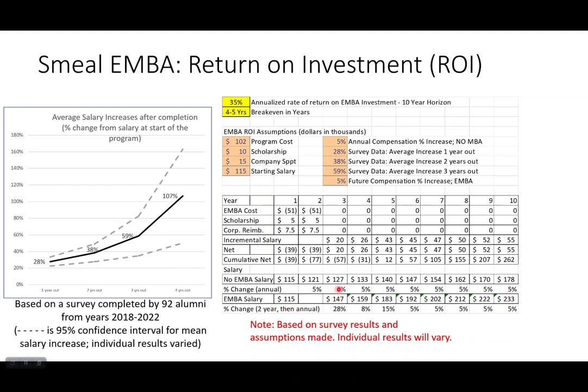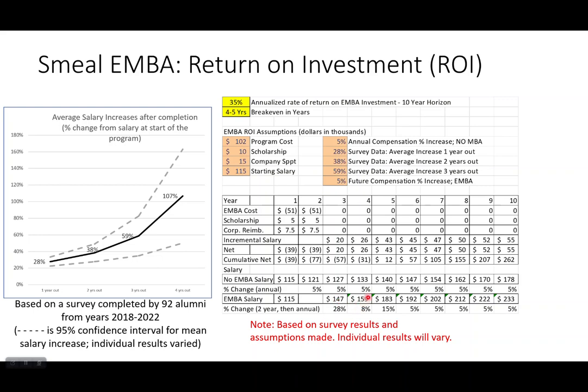3 years later, 1 year out of the program, is going to have that 28% increase from base. So they're going to go from 115 to 147. Notice it's a bit higher than just the normal 5% growth rate. So what we have is a $20,000 delta, or incremental cash flow, of getting an EMBA over no EMBA.